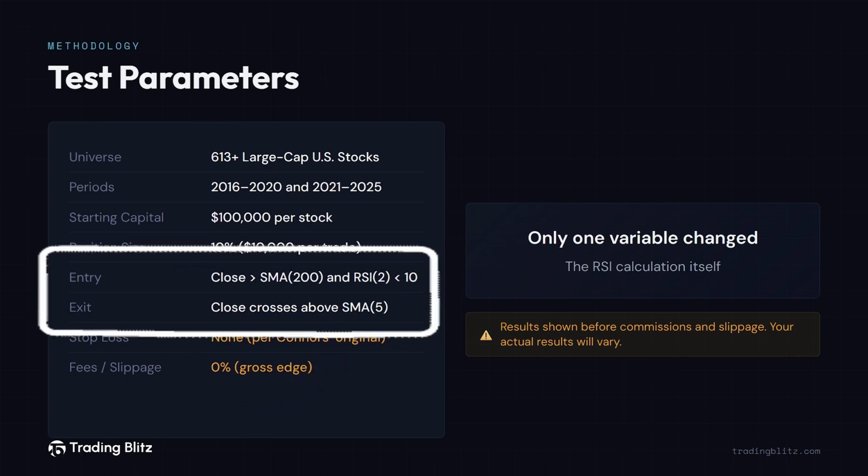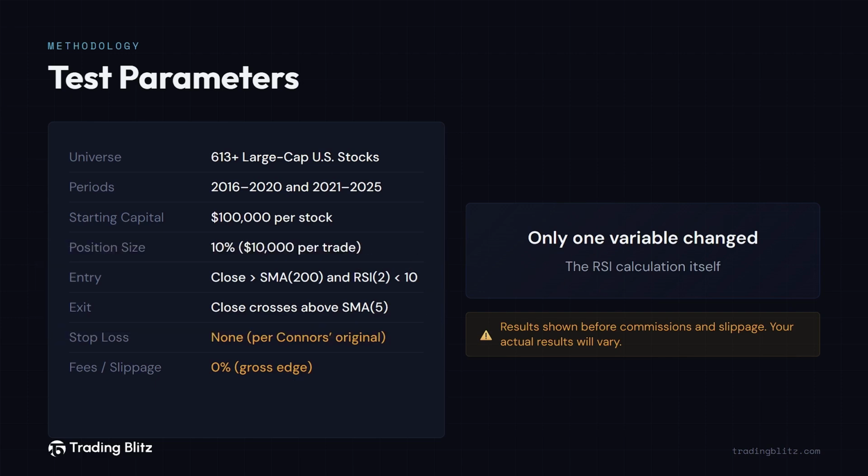The 2-period weighted RSI must drop below 10. When this happens, you buy at the close, and then you exit when the close crosses above the 5-day SMA. There are no stop losses. It's the same rules, the same position sizing at 10%, and a $100,000 starting account balance. The only variable we change is the RSI calculation itself.